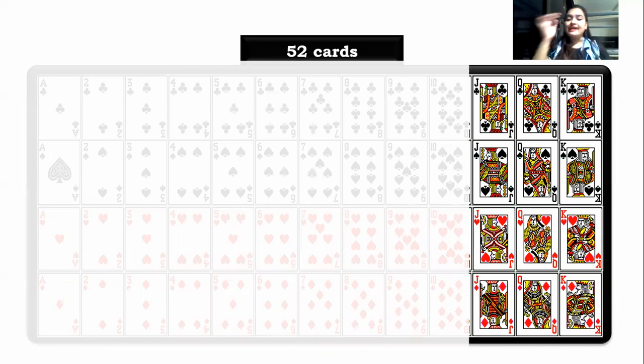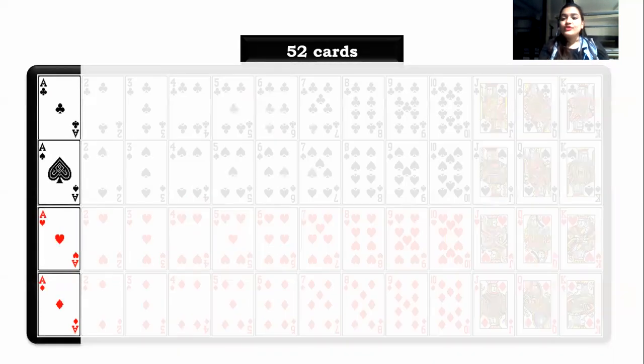J, Q, K are called the face cards because you can see pictures in them. And guys, in each type there are 3 face cards: J, Q, K, Jack, Queen, King. So total 3 cards into 4 types. 3 fours are 12. Total 12 face cards.